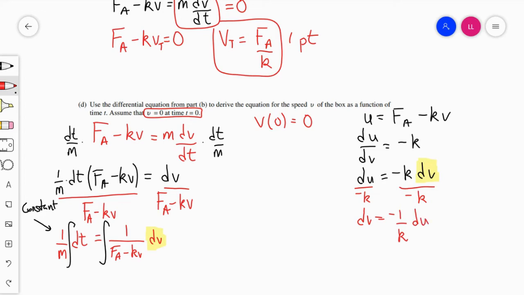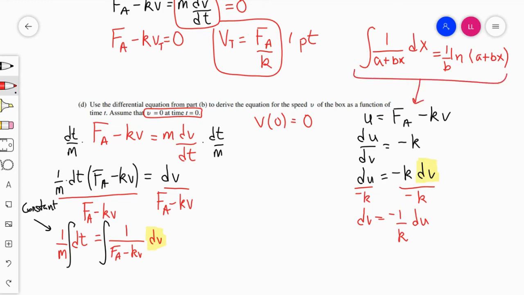So if you actually look at the formula sheet, it's going to tell you 1 over, I think it's something like, let's just say a plus bx, right, or something like that. Taking the integral of this, the answer is going to be the natural log, right, 1 over b natural log of a plus bx. Okay, that's what, in this u substitution process, is where that comes from.